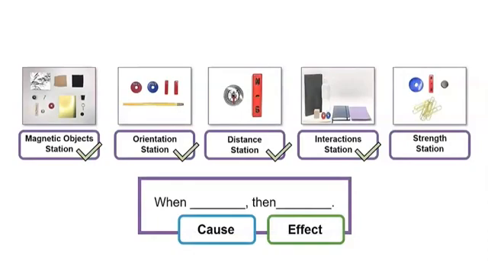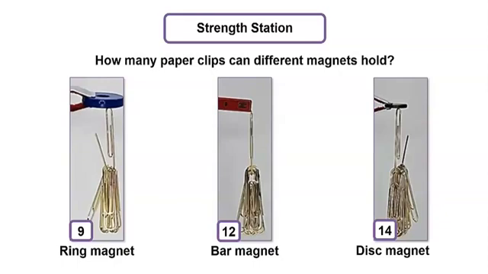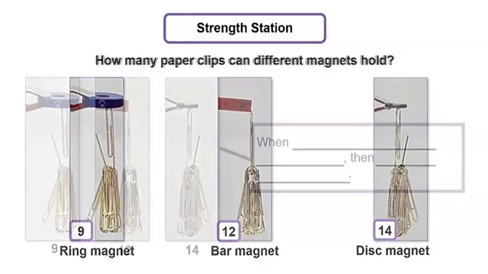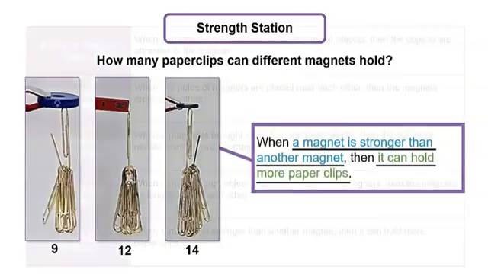Just one more station left, the strength station. Remember when we explored the question, how many paper clips can different magnets hold? We placed paper clips on 3 different magnets to observe the strength of each magnet. We observed that when a magnet is stronger than another magnet, then how would you complete this sentence? Let's say, then it can hold more paper clips.